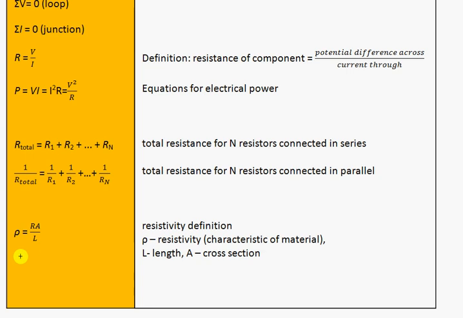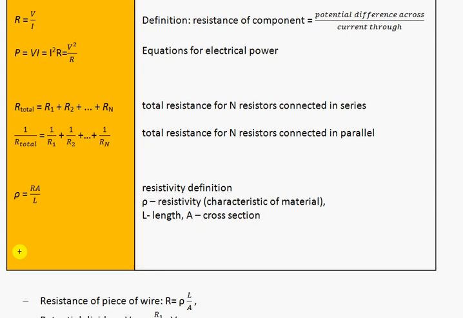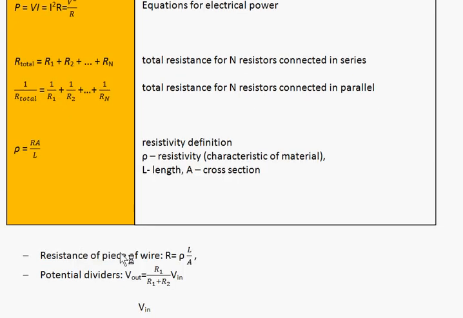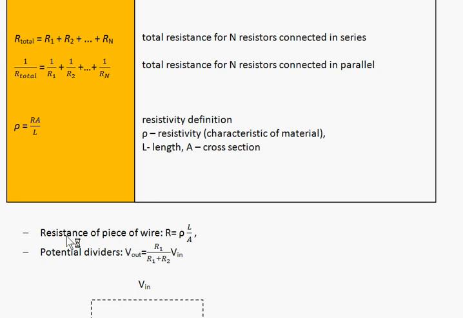Next is actually the definition of resistivity, but mostly this formula is used to find resistance. Resistivity is a characteristic of material which with some resistance R, cross-section A, and length L. This is why here I give you formula for resistance of a piece of wire through resistivity, length, and cross-section area.